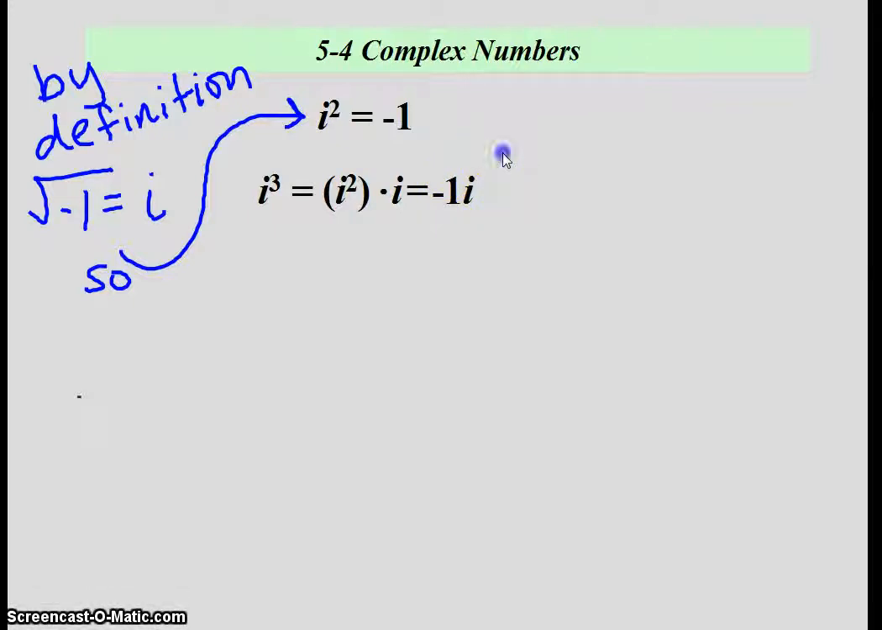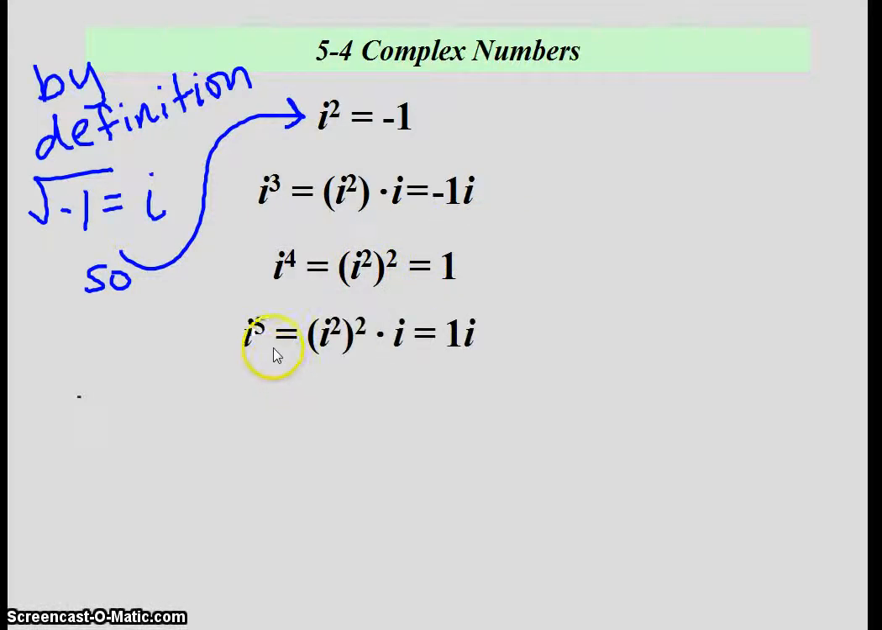Well, let's look at another one. So i to the fourth. I had just done this. I had one i squared pair and this leftover one, and well, I have another one. I have i times i times i times i, so I can pair up all of my i's. So I have 2 pairs of i squared, which means I have -1 times another -1. I can square them both, which gives me a +1 answer.